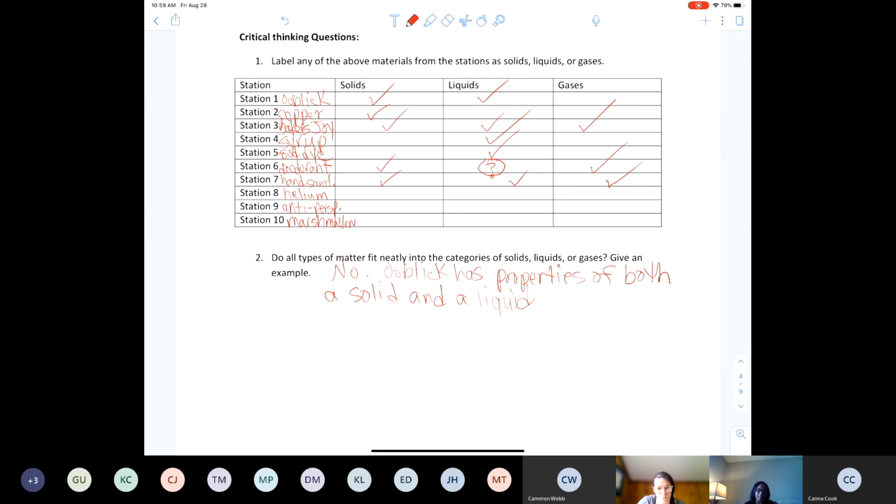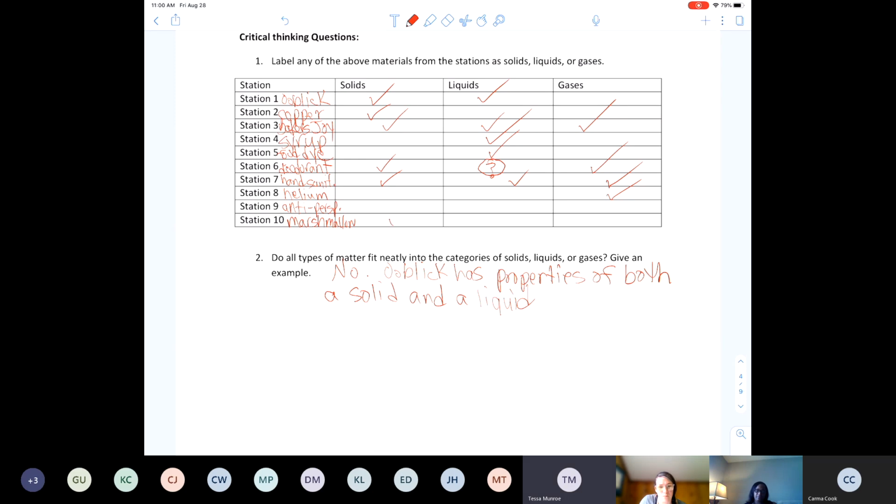What about the helium? That helium filled the volume of the balloon. The helium took on the shape of the balloon. So would you say the helium is strictly a gas? Yes. What about the antiperspirant and marshmallow? Do they fit into just one category?